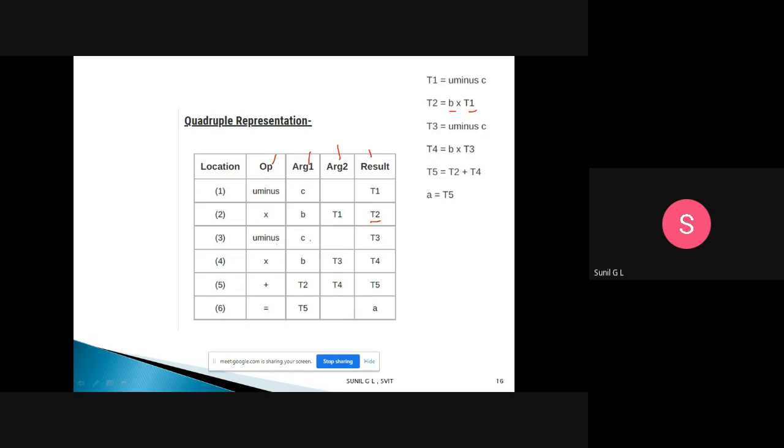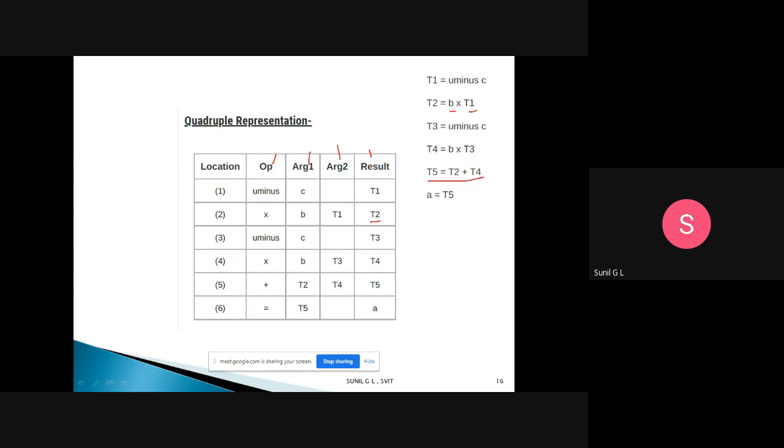Then T3 will be unary minus C. So the operator is unary minus, the argument 1 is C, and the result will be stored in T3. Then T4 is B into T3. The operator is multiplication, argument 1 is B, and argument 2 is T3. The result will be stored in T4.